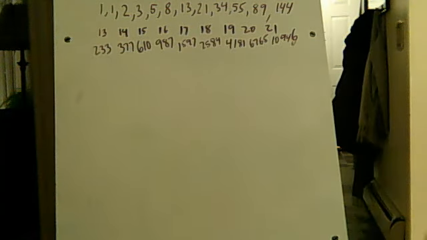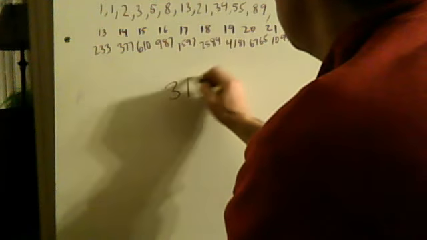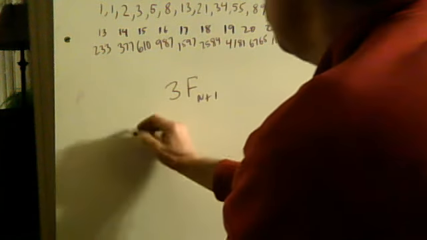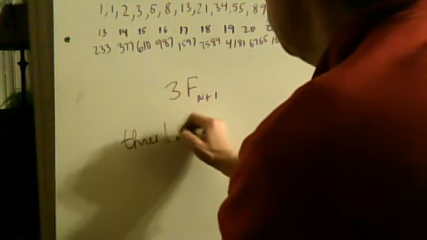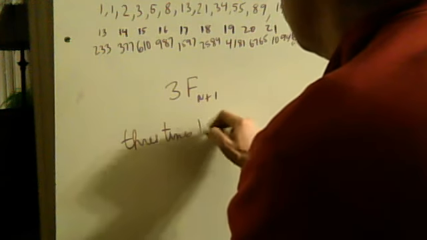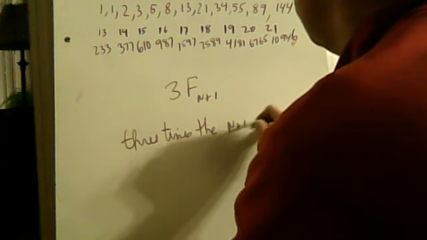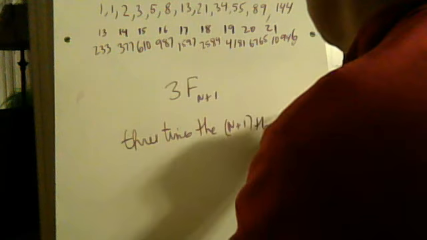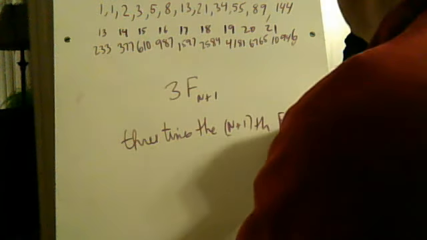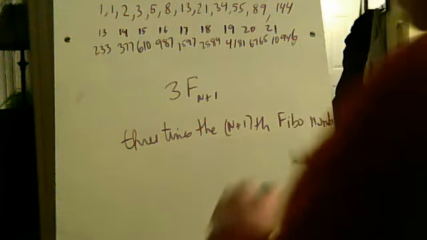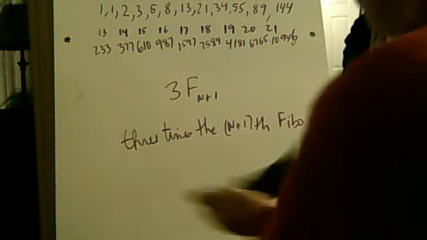Okay, next one. 3 F N plus 1. This would be 3 times the N plus 1 Fibonacci number. Okay.